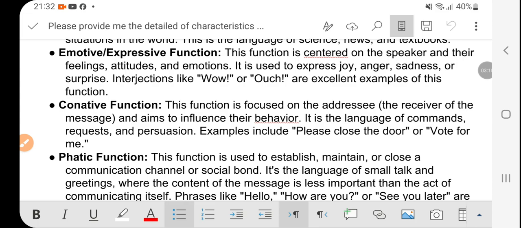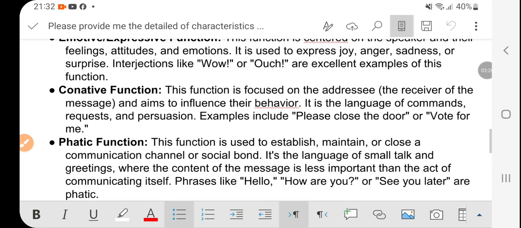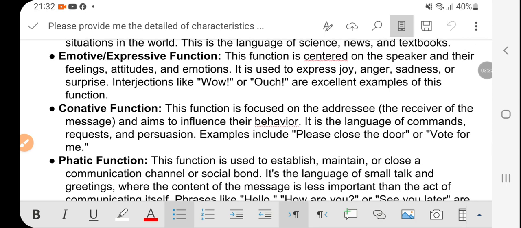then they say this function is centered on the speaker, meaning the speaker shares his or her feelings, attitudes, and emotions through language, and it is used to express joy, anger, sadness, or surprise. Through language we express joy, anger, sadness, or surprise. So interjections like wow or ouch are excellent examples of this function. When we become happy, then we speak anything, right?